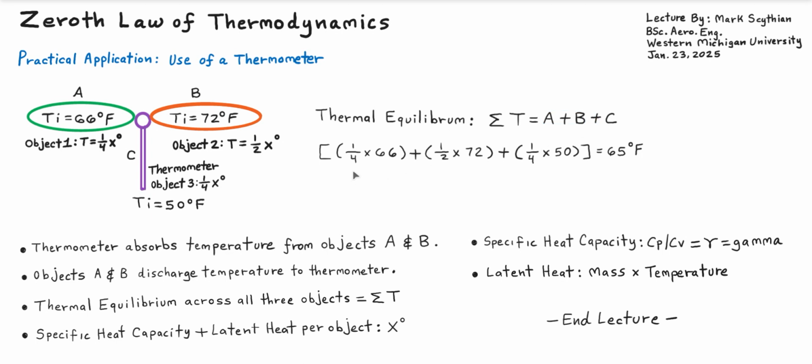So we can take the individual specific heat capacities as in their heat ratio, Cp over Cv, the coefficient of pressure over the coefficient of volume, the gamma value. So this actually correlates to the heat ratio, which then correlates to the specific heat capacity of the object. And then we have the latent heat per object, the mass and times temperature of each object. So we can integrate that into an X degrees value, and then if all three are in thermal equilibrium, then that's 1X, or just X degrees.